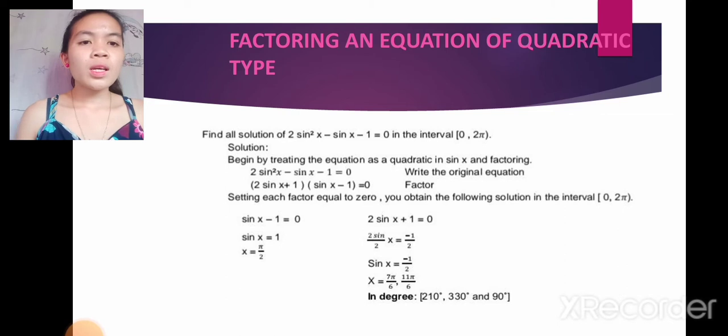Next, 2 sin x plus 1 = 0. So 2 sin x = negative 1, and sin x = negative 1/2. So x = 7 pi/6 and 11 pi/6. In degrees, that is 210 degrees, 330 degrees, and 90 degrees.